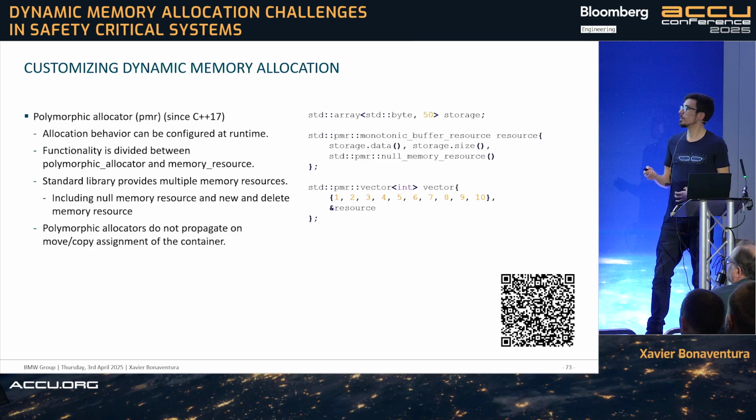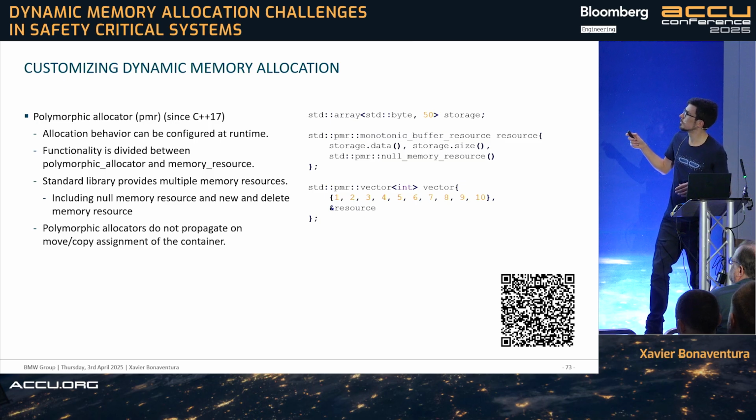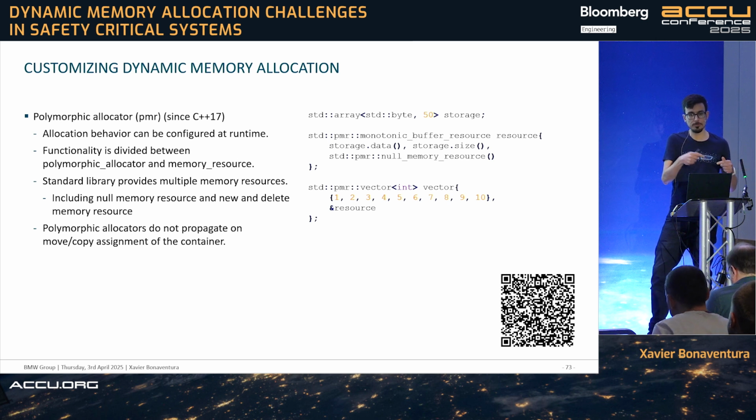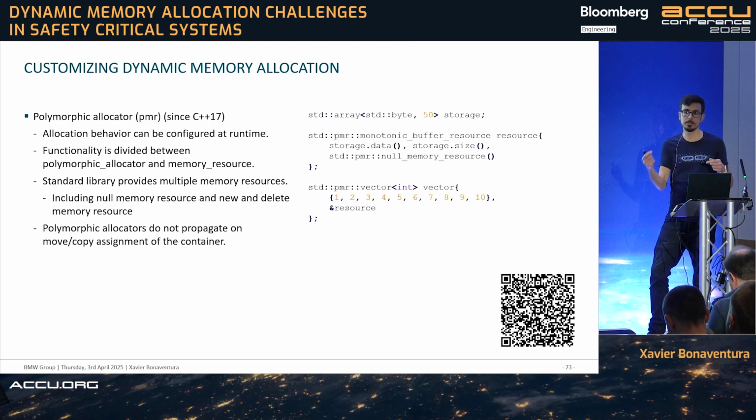And now here the thing is that one of the problems is that the polymorphic allocator does not propagate when you do move copy assignment. But the good part is that if this vector would contain strings, like a PMR vector of PMR strings, then that allocator is also used for the inner parts of the container, so it would also be used for allocating the memory of the strings.